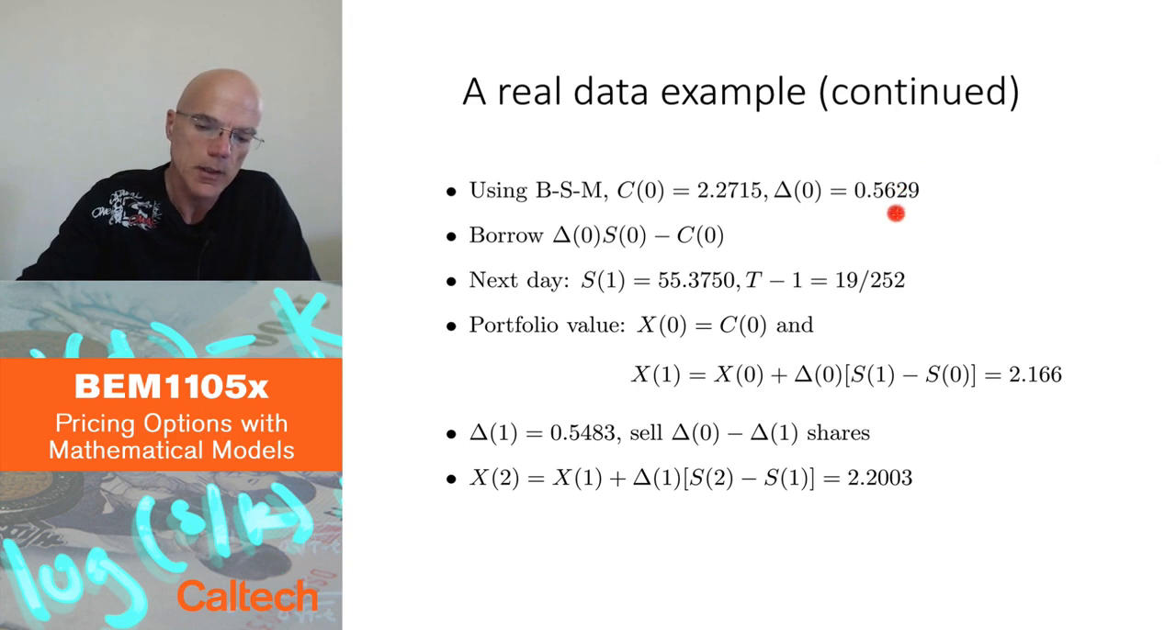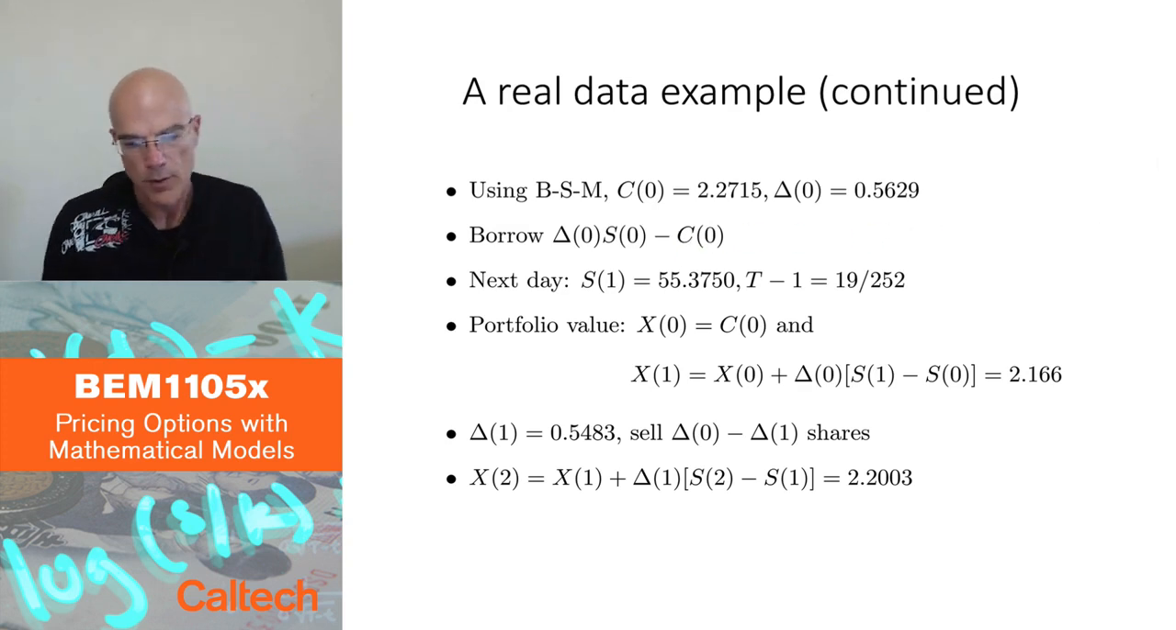And this amount, 2.27, is going to be less than what I need to buy this much. So I have to borrow. With the call option you borrow when you are hedging it. I have to borrow delta 0 times S of 0, which is the amount that I need to buy delta 0 shares, minus what I get for the option, which is C of 0. I have to borrow that difference. So I borrow that difference.